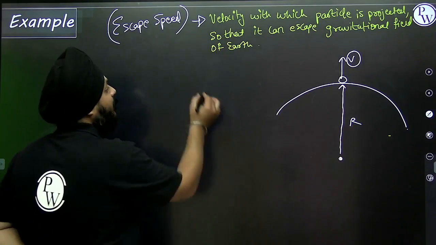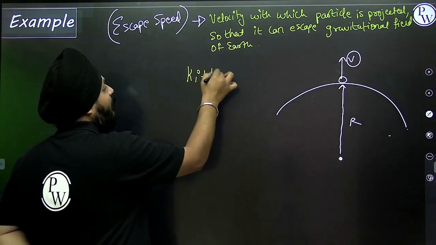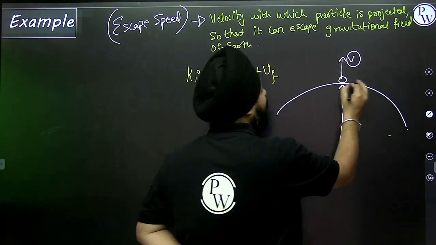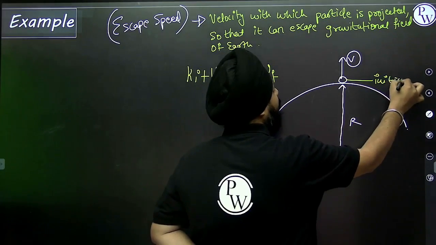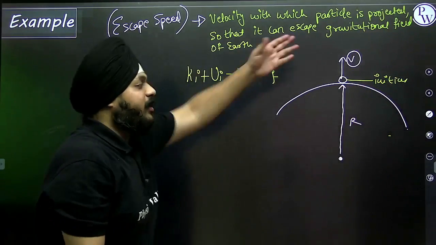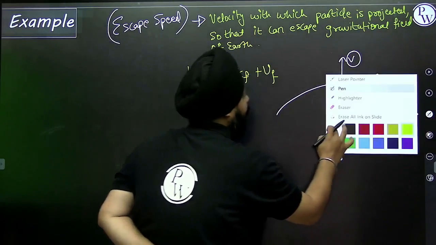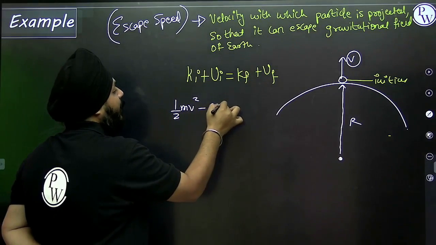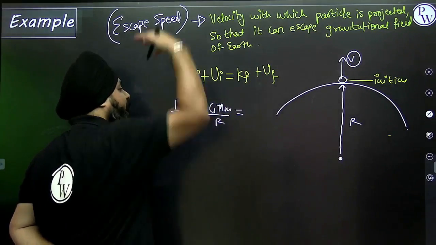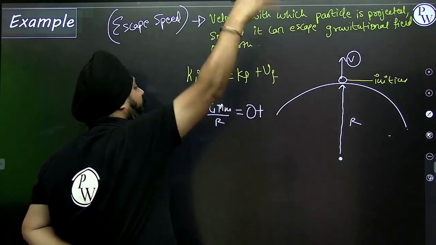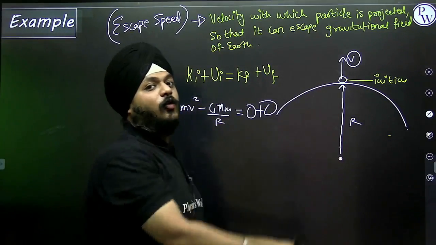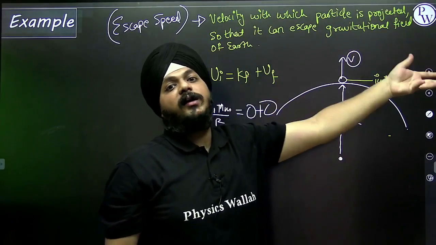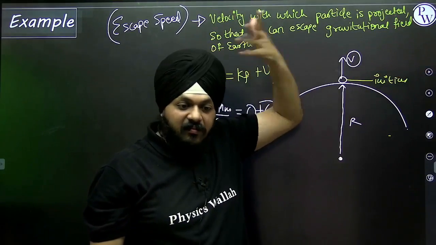Again, work energy theorem. Dissipative forces are not there, so K initial, U initial, K final, U final. This is the initial point, final is infinity. At the initial point we have initial kinetic energy as half mv square, initial potential energy as minus G capital M small m whole divided by R. At infinity, kinetic energy is 0. At infinity, and beyond infinity, we are not able to define anything. What is beyond the earth's gravitational field?